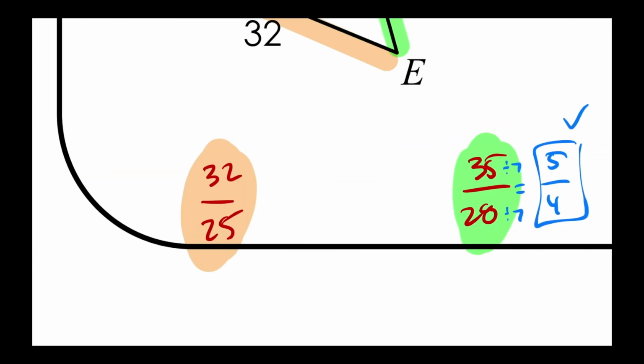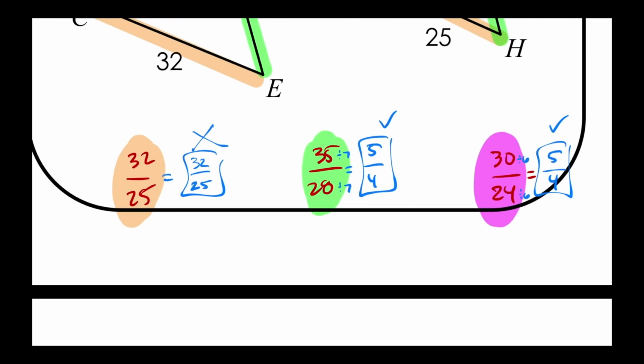So let's try this one. 32 and 25. What can I divide 32 and 25 by? Well, 25 is 5 times 5, and 32 is 8 times 4. Nothing. That stays 32 over 25. That is not 5/4. So guess what? The answer here is no. They are not similar.